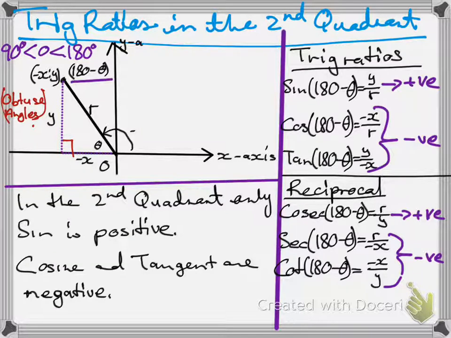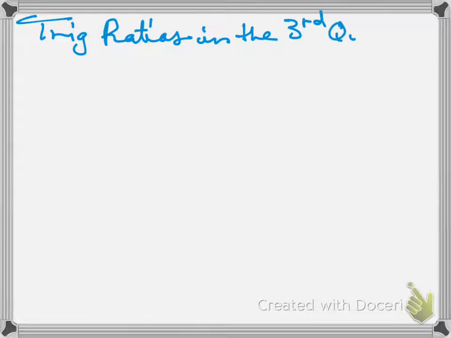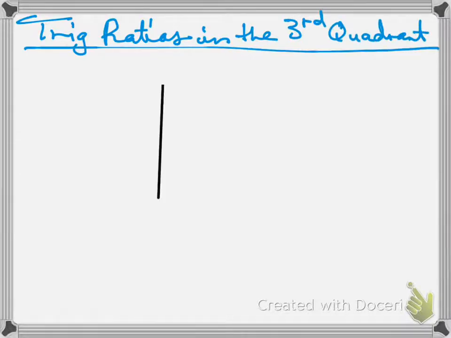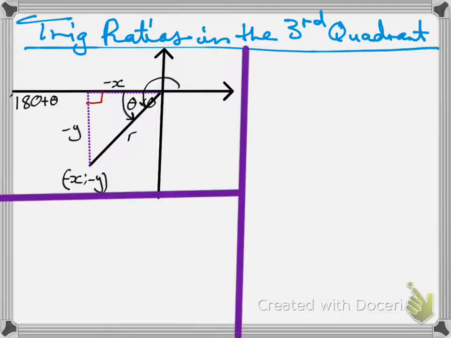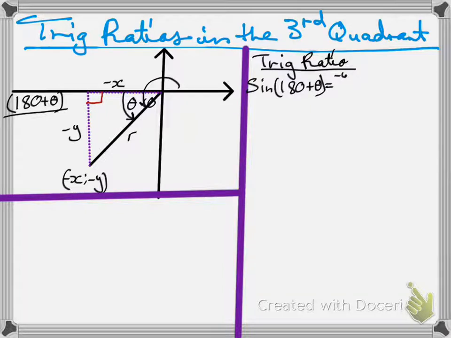Right, moving on. In the third quadrant, remember here we are talking about reflex angles. So again, in the third quadrant, the x and y coordinates, both of them are negative, right? So the only positive is the radius r, right? So the angle again, it's 180 plus theta. Now in the third quadrant, the angle will be 180 plus theta.